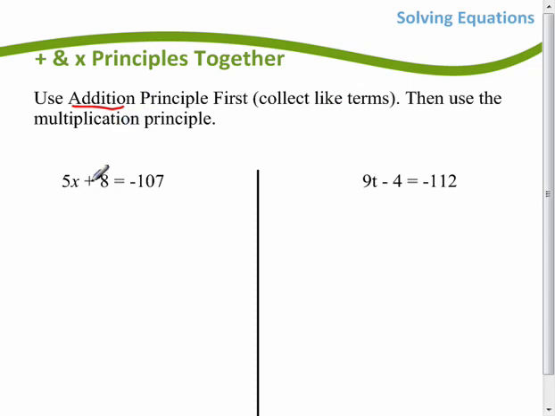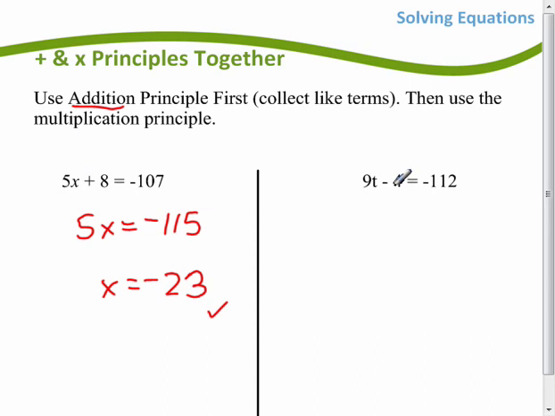So in this case here, I'm adding 8. I'm going to subtract 8 from both sides. So I'll have 5x is equal to negative 115. Now I'll use the division principle and divide both sides by 5. So 5 goes into there, negative 2 and 3. So negative 23. I could plug that back in and check, and I should do that, check to see if my answer is correct.